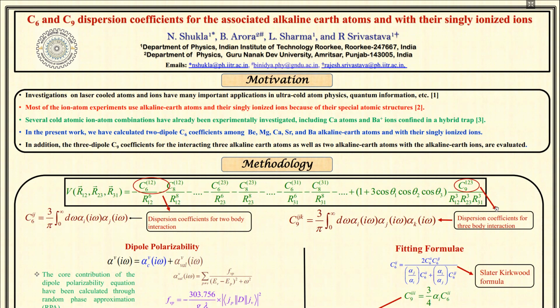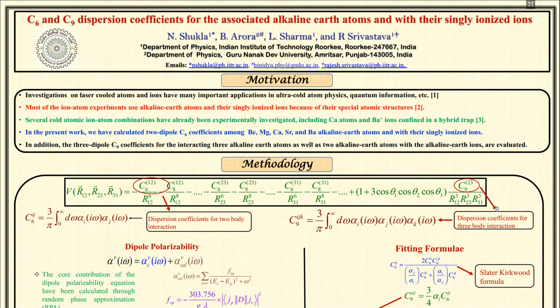Welcome you all to my poster, which is on C6 and C9 dispersion coefficients for associated alkaline earth atoms with their singly ionized ions. The motivation for this work comes from the fact that laser cold atoms and ions have many important applications, such as in ultra cold atom physics, quantum information, etc.